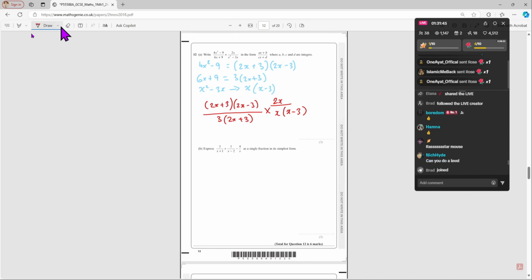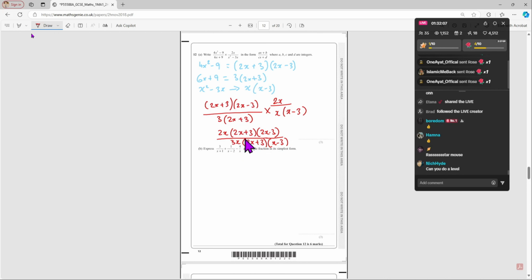When you put them together, you will get 2x times (2x plus 3)(2x minus 3) over 3x times (2x plus 3)(x minus 3). Remember, guys, these two will multiply together to form 3x, okay? And then we're not going to expand them out, because as you can see now, some of these brackets cancel out.